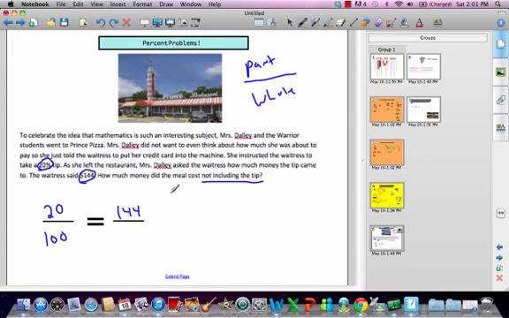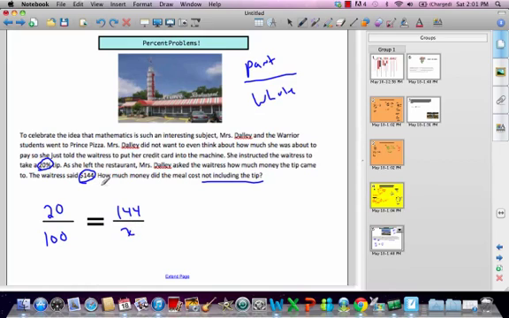And if we wanted to know with it including the tip, we would actually have to make this 120% because you're including 100% of the meal plus the extra 20% for the tip. But we're not asking for that. We're only asking for the meal, so we don't have to do anything. We can just put a variable right here.